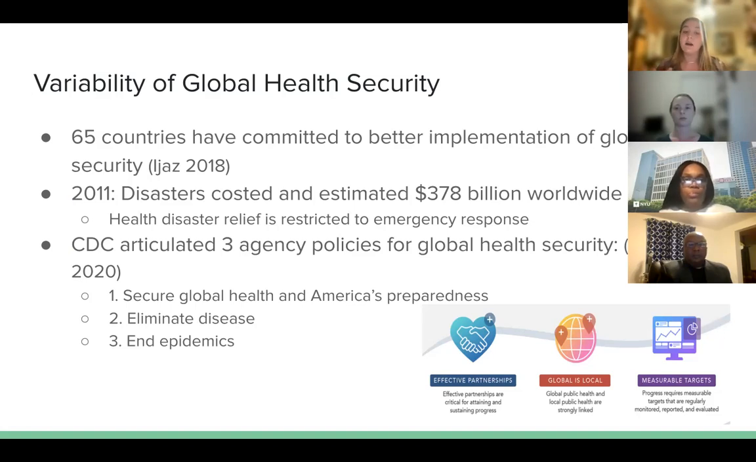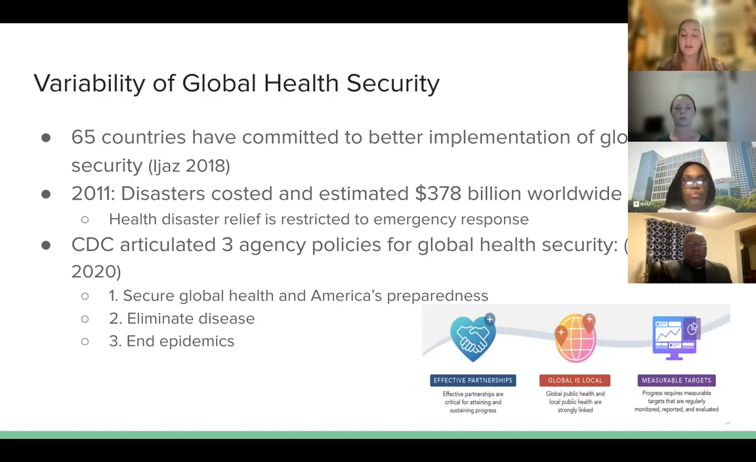The CDC, or the Centers for Disease Control and Prevention, has articulated 3 agency policies for global health security, and those are to secure global health and America's preparedness, eliminate disease, and end epidemics. Some big key partners in the CDC and their mission statement and these 3 agency policies are finding effective partnerships because they are critical for attaining and sustaining programs for disaster risk reduction and global health security.